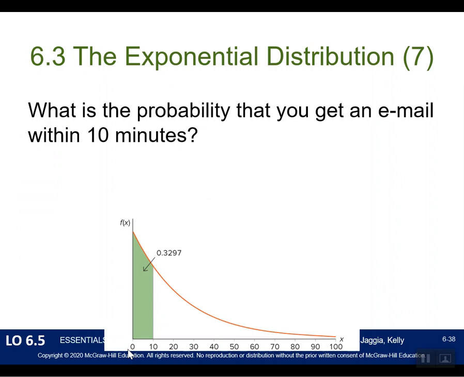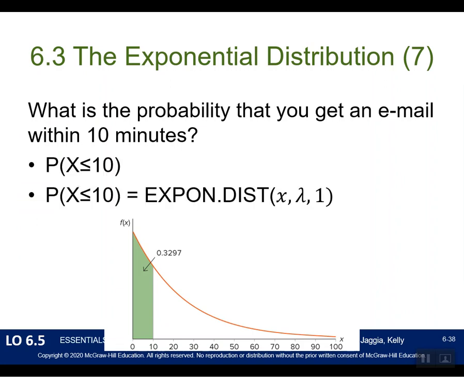So now we want to know, what is the probability that we will get an email within 10 minutes? So now we're looking at what is the probability that x is less than or equal to 10. Since it's less than or equal to, we don't have to use that 1 minus. We can just jump into Excel and enter our formula. So let's go do that now.